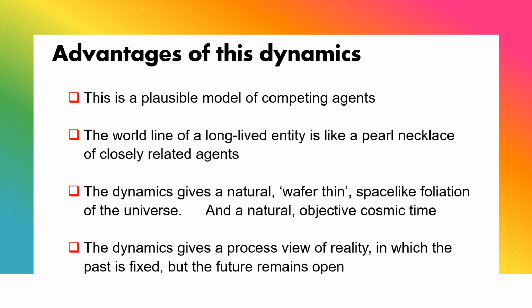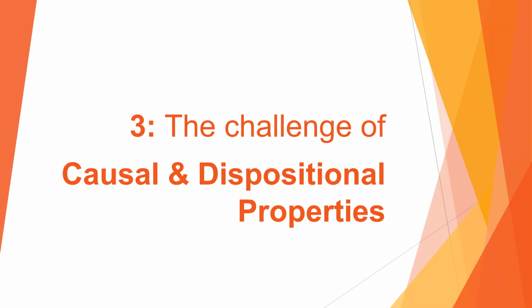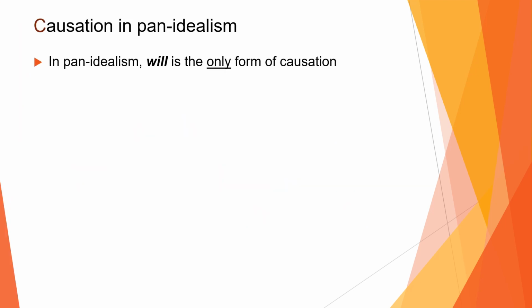Contrast this with the convoluted and implausible explanation that the adherents of, say, many worlds must give for this fact. The third challenge to Pan-Idealism is that of causal and dispositional properties. How can these be grounded in mental facts? I'll discuss causation first. As we've just seen, in Pan-Idealism, will is the only form of causation.